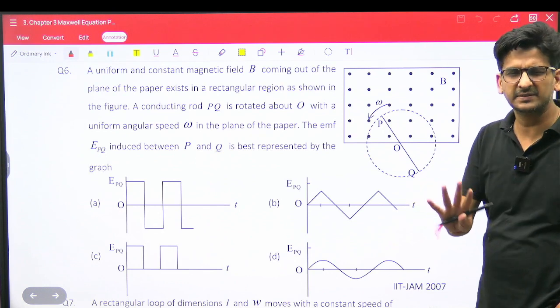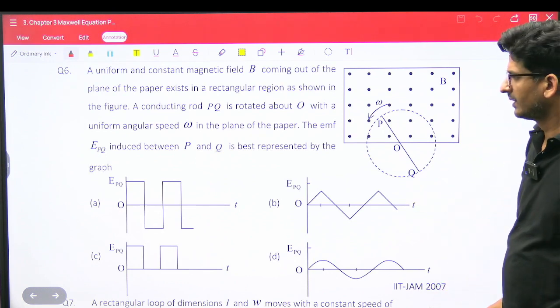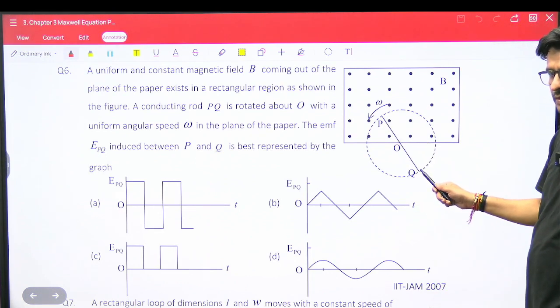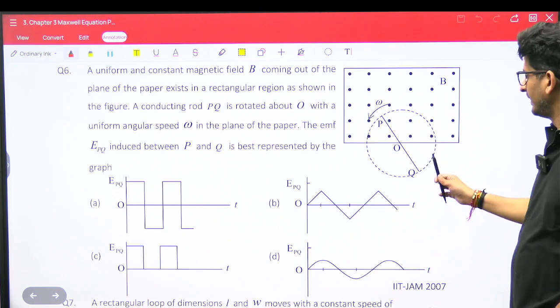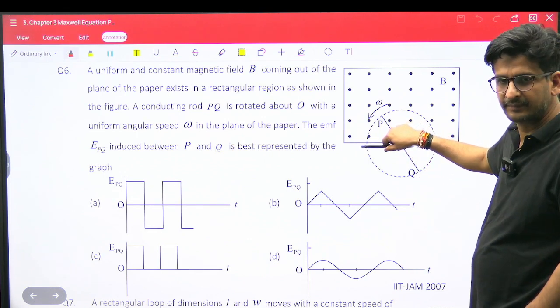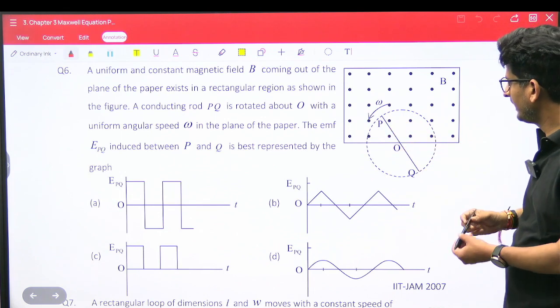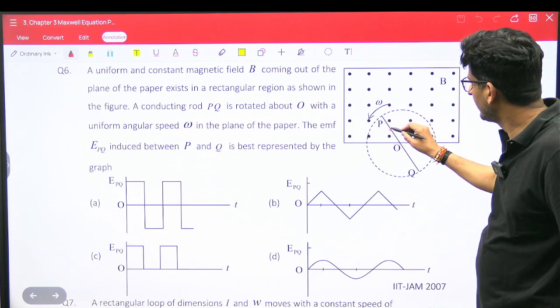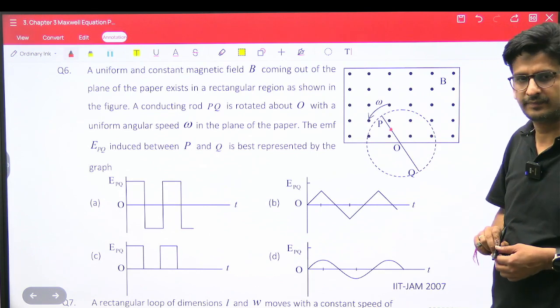So take EMF as potential difference. Okay, so P and Q. Now check what is happening. Suppose P will enter here and up to this P will be there. So what will happen? Take a charge here, suppose plus q.